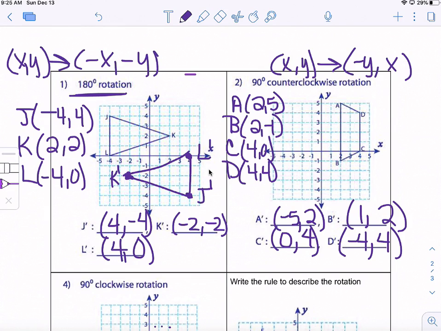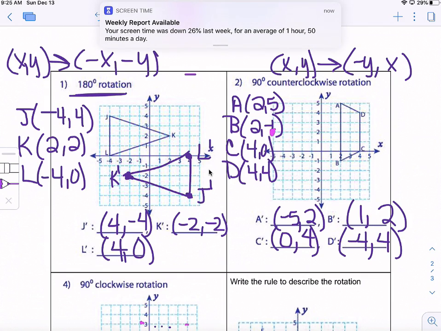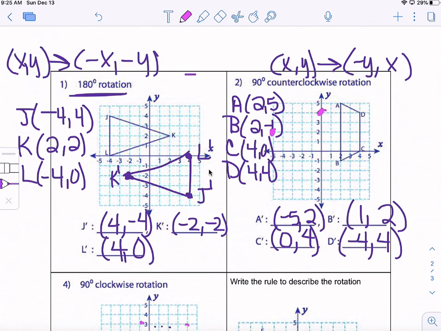So if I plot those, A prime is going to be at, let me do a different color, negative 5, 2 right here. 0, 4 is right here. 1, 2 is B prime. And D prime is at negative 4, 4. I don't have time to draw this. So here's my quadrilateral after rotating it one turn, 90 degrees counterclockwise.